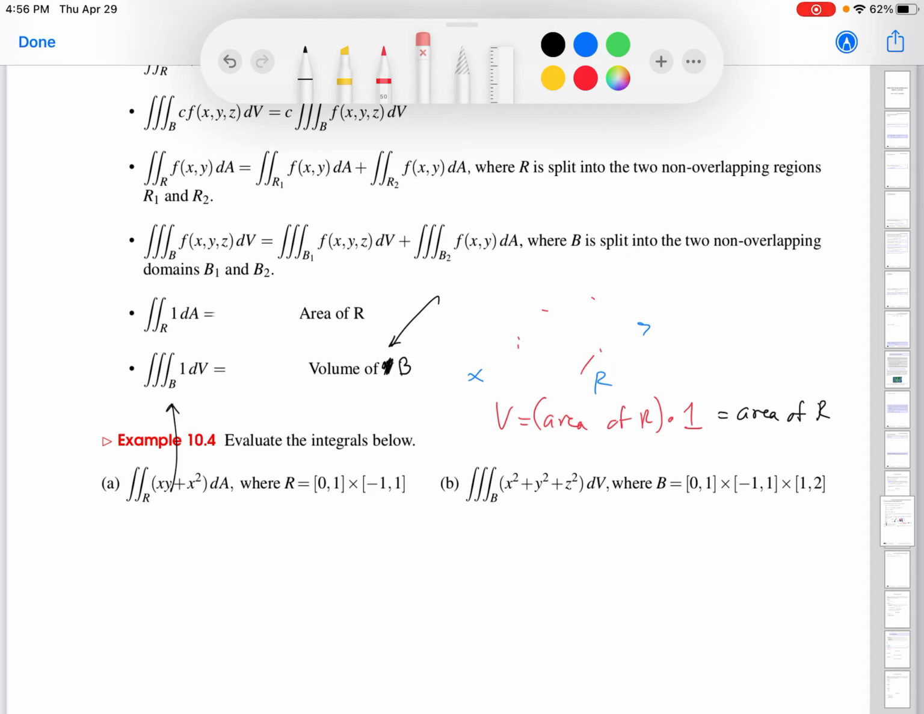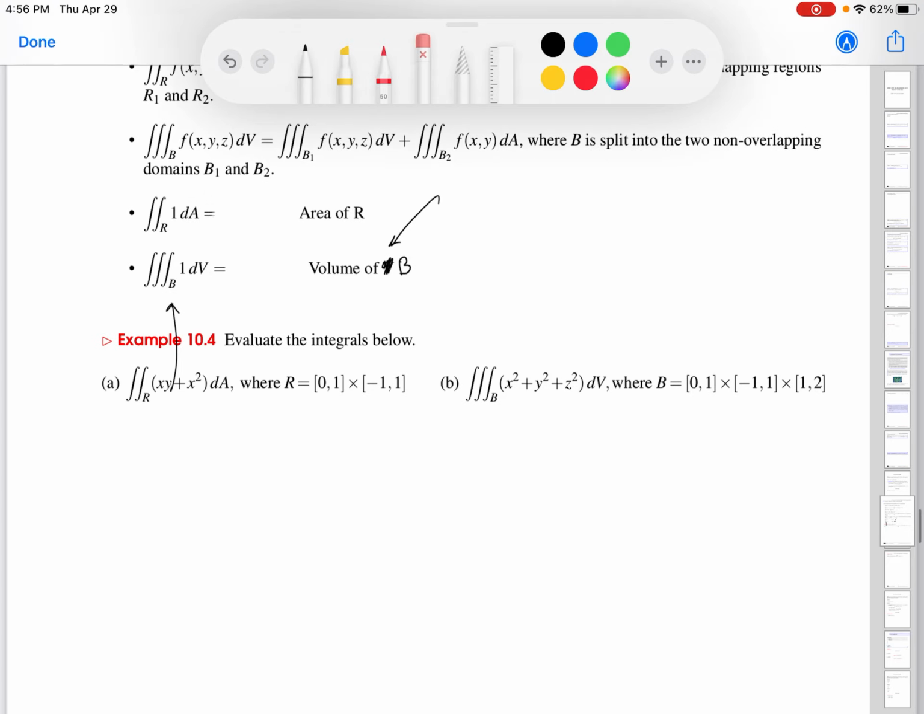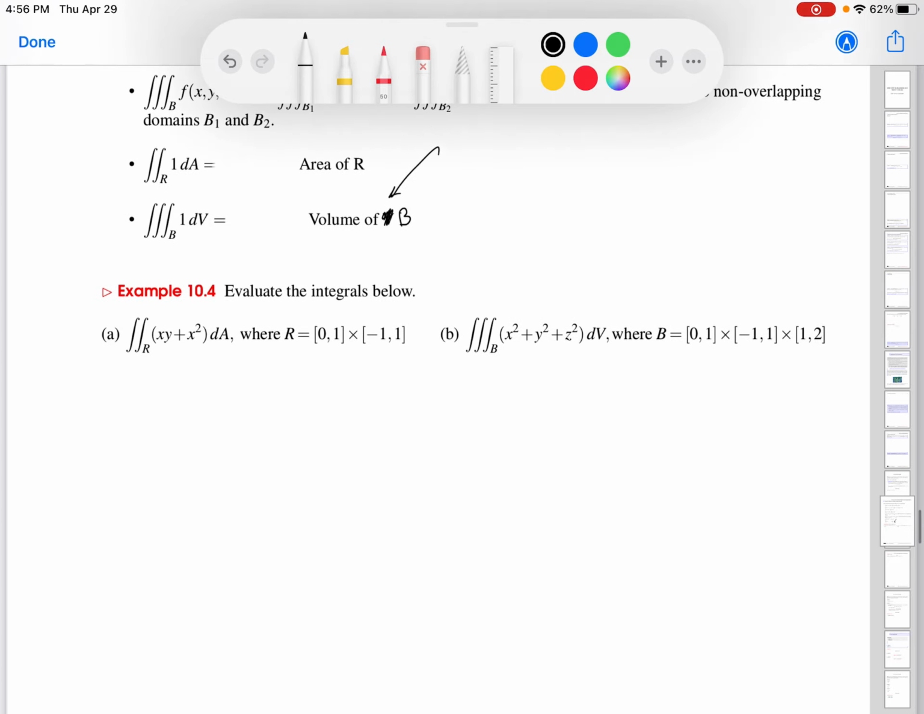And now what I want to do is work through some examples to show you how these properties come in handy in calculations of integrals. I'll also show you one little trick for calculating integrals in very special cases, double integrals, or even triple integrals. Okay, so the first thing we're going to do is work on this example.